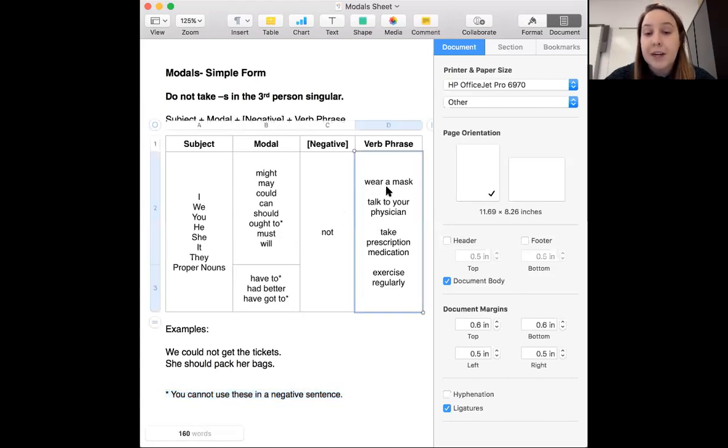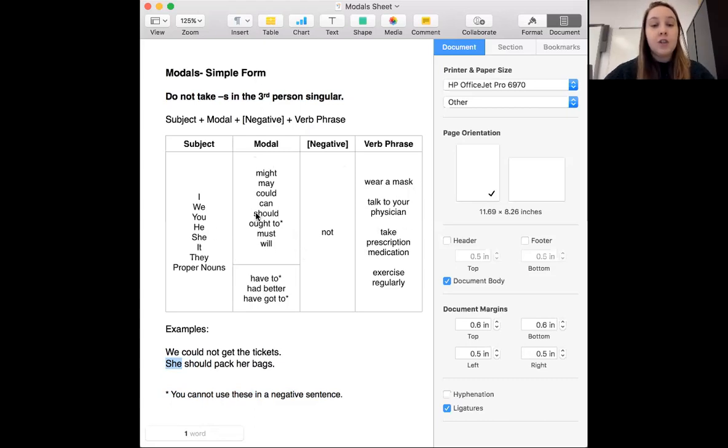Then we just have our verb phrase. And take note here, these verbs are not going to change. The very top of the form says, do not take the S in the third person singular. So that means things like this, she. Now, if we didn't have this modal section, it would say she wears, with an S, she wears a mask. But when we add the modal in there, we would say she should wear a mask.